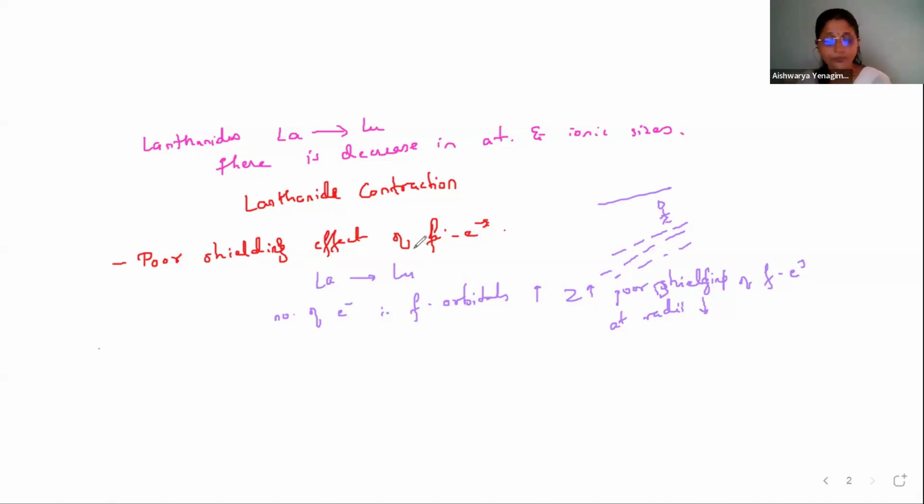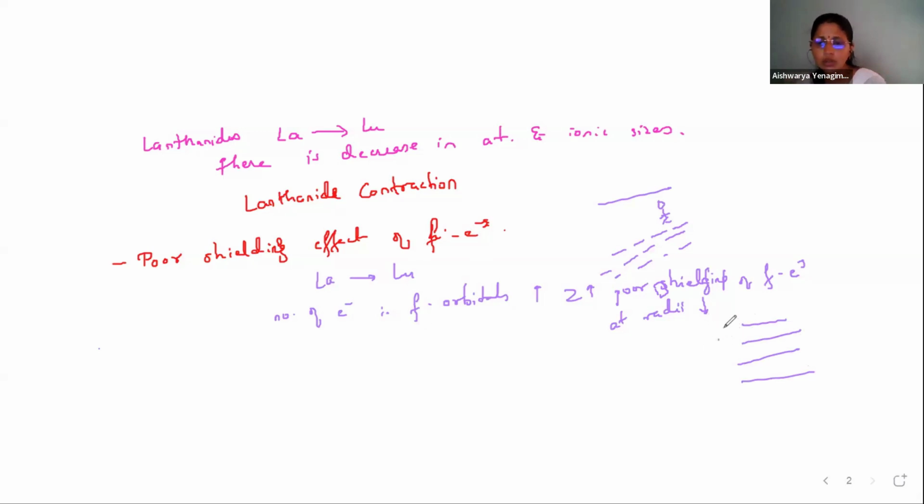Are you all getting it? The same thing we had discussed in d and f block elements also. In session 2, while discussing atomic and ionic radii, we discussed the series. In the d block there are 4 series: series 1, series 2, series 3, series 4. Down the group, atomic size should increase.